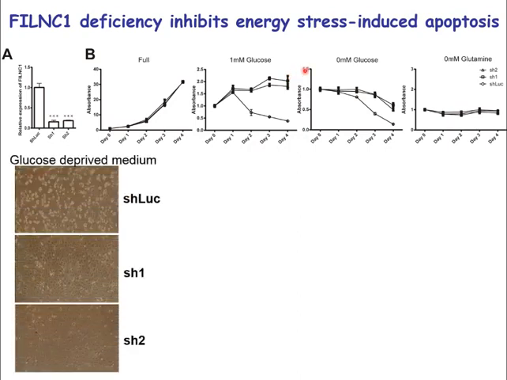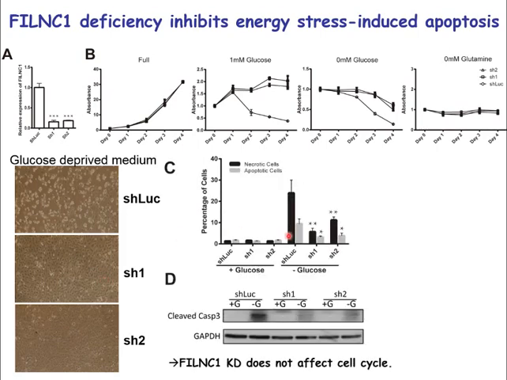This can also be better appreciated from the image here. You can see if you culture cells in the glucose deprived medium, over time a substantial number of cells are floating, right? So they died. But those knockdown cells are in much better shape. We did further analysis to show that this is because those knockdown cells have less apoptosis in the glucose starvation conditions.